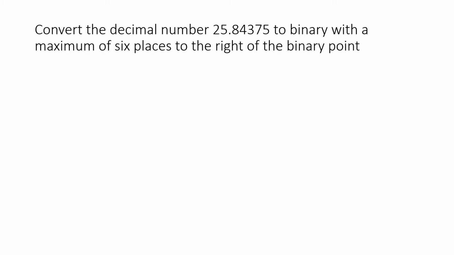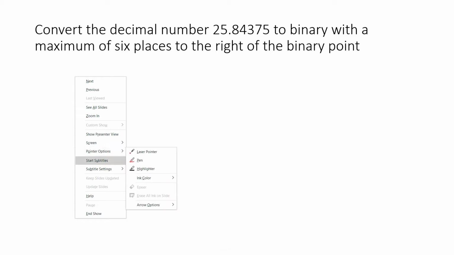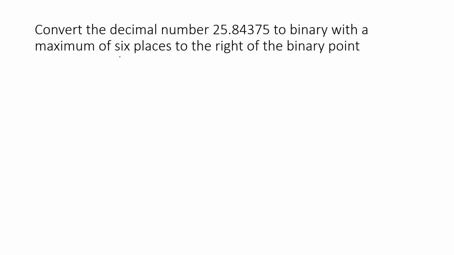Alright guys, so our first question is asking us to pretty much do a decimal to binary conversion. So we want to convert the decimal number 25.84375 into binary form with a maximum of 6 places to the right of the binary point. So how do we do this conversion?